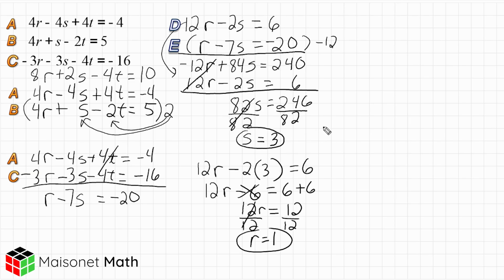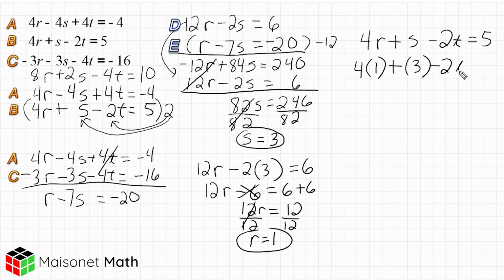So all we have to do now is select any of our equations that have the letter t in it and plug in the values of s and r, which are at this point known. So let's just select the second equation. It really doesn't matter which one you choose. So I'm going to take 4r plus s minus 2t equals 5. And I'm going to plug positive 1 in for r. We're going to plug 3 in for s. And we have to solve for t.